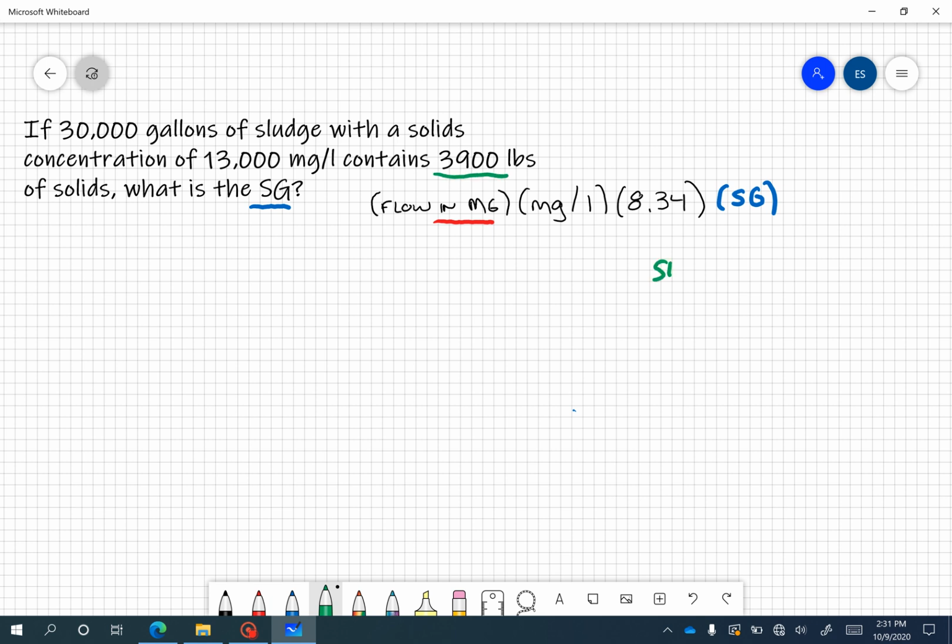sludge pounds, if I divide that by pounds of water, that will get me to specific gravity. So at this point, we just have to plug the numbers in. So flow in million gallons. Well, where do we find that flow? Well, we're given a number of 30,000 gallons. We have to convert that to million gallons.